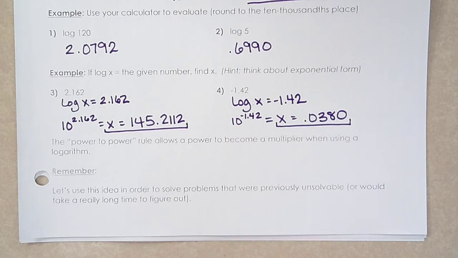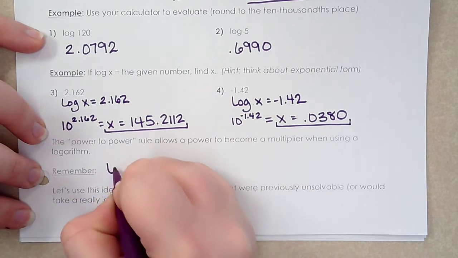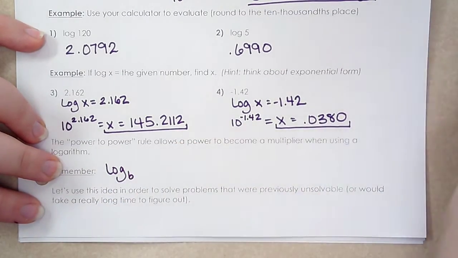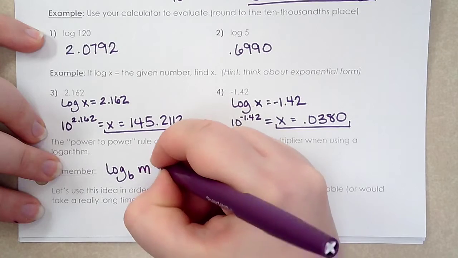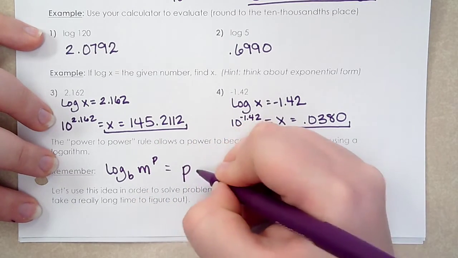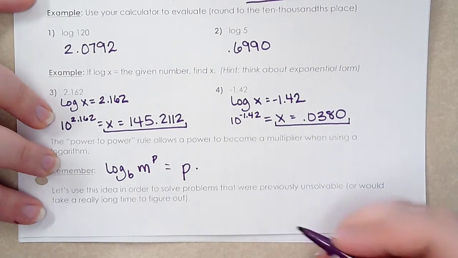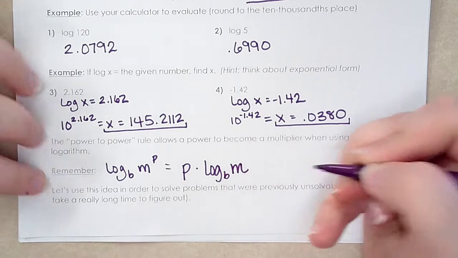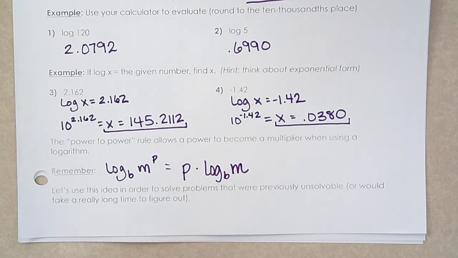So we've already talked about the next thing coming up. It was called the power to power rule, and it allows a power to become a multiplier when we're using a logarithm. So if you remember what this looked like, it was something that looked like log base b of m raised to the power ended up being equal to, or we could turn it into, the power being a multiplier out in front of our logarithm.